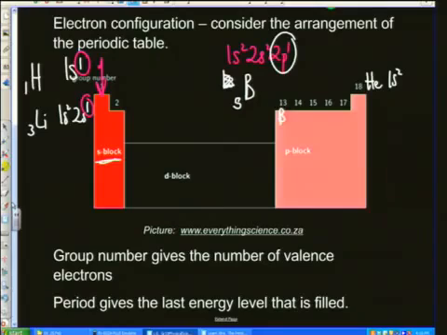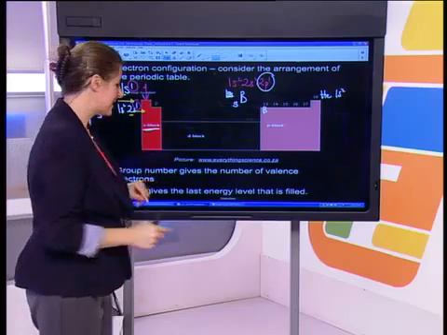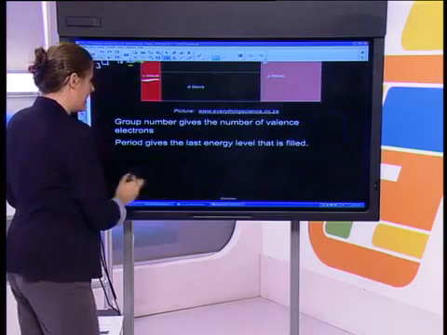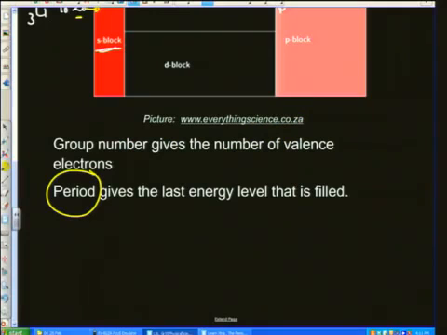The period gives the last energy level that is filled. So have a look at this. This started with number 1 and ended with number 1, and it's in the first period going across. This one ended with number 2 and it fits into the second row, or the second period. And so that's the next little thought to have there. The period gives the last energy level that is filled.